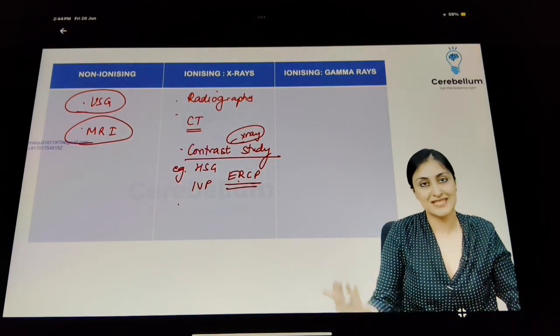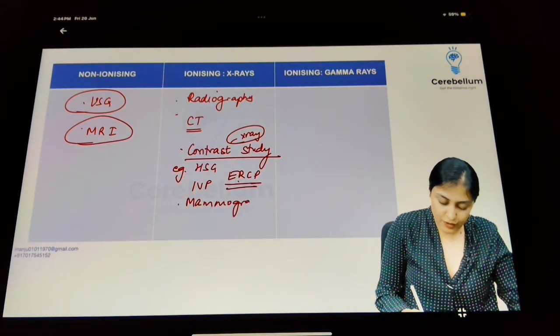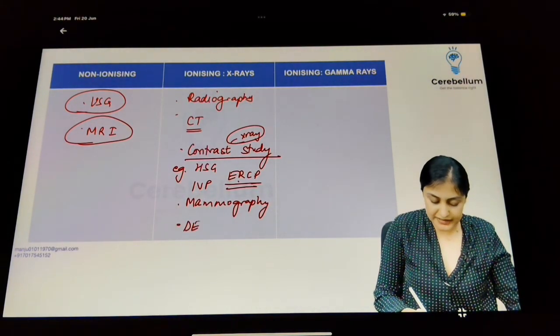What is mammography? Mammography is X-ray of the breast. So mammography also uses X-rays. What else? What is the investigation of choice for osteoporosis? It is a DEXA scan. What is a DEXA scan?